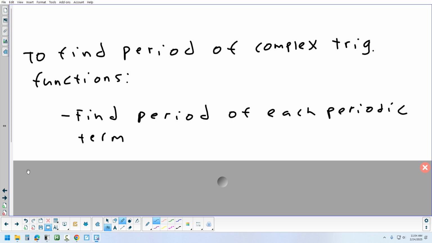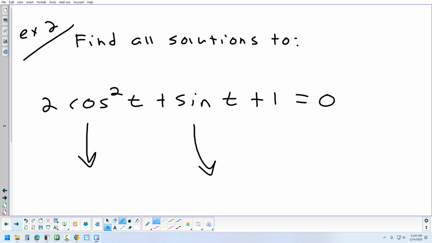Okay, I'm going to go back to that equation that I had on the board a minute ago that was a little bit more complex, and I want to just take a look at it. How many terms are on the left-hand side of that equation? 3. What's the first term? 2 cosine. Yep. So that's the first term. What's the second term? Sine t. Sine t. And the third term?